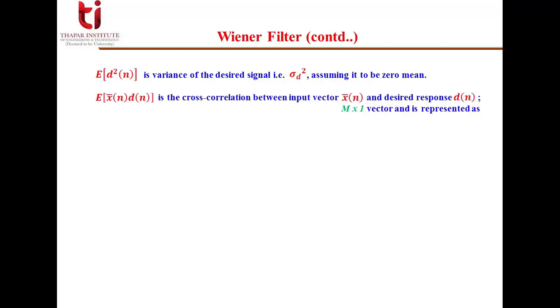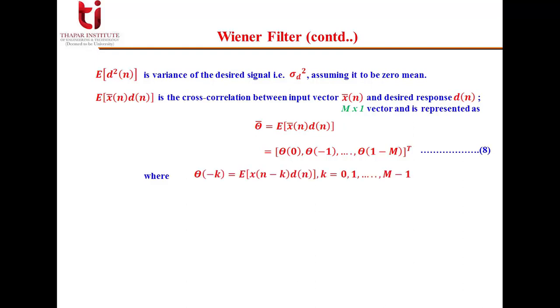Next is another term, which is the expectation of the cross correlation between the input vector and the desired response. Again, this will be an M cross 1 vector, and it is represented as theta. So it is the expectation of x vector n into d n, and it has values like theta 0, theta minus 1, up to theta 1 minus M. Also we can write it as theta minus k, expectation of x n minus k d n, where k runs from 0 to M minus 1.